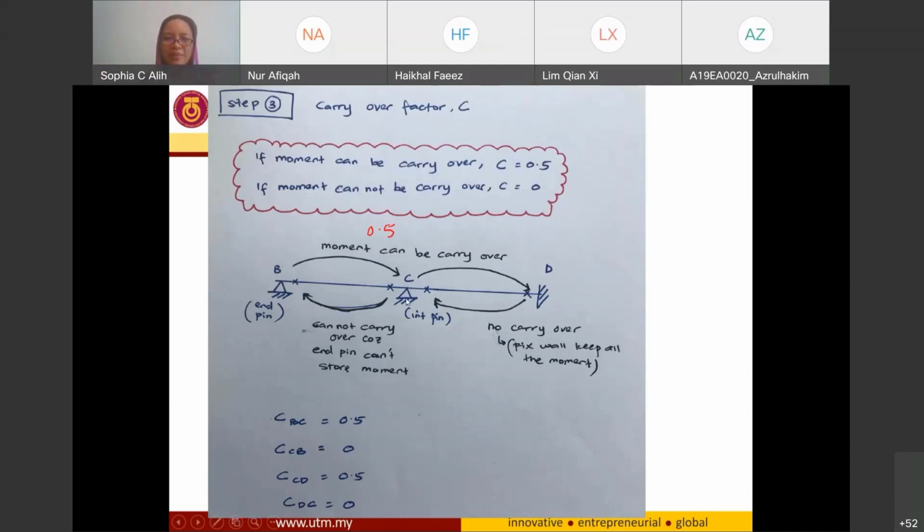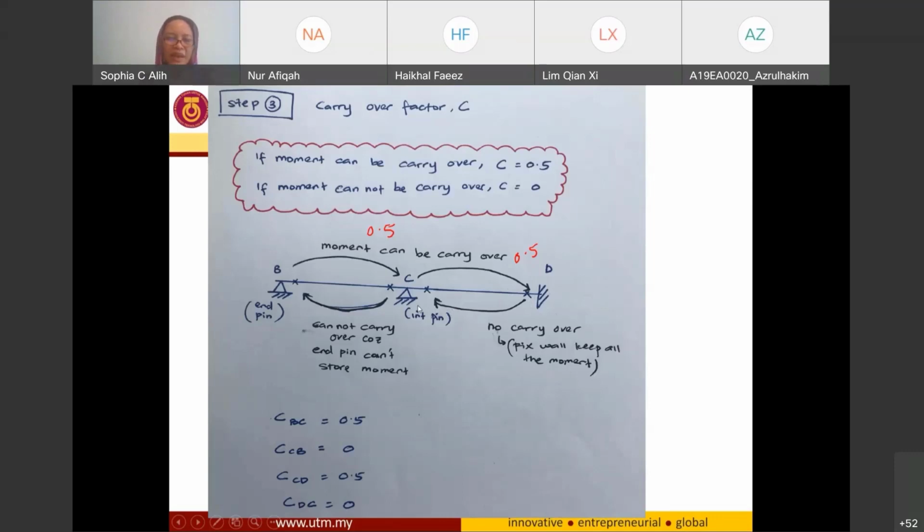From support C, the intermediate pin, to the fixed end, the moment can be carried over because the fixed end can store the moment. So when the moment can be carried over to the other support, it is 0.5. Okay. How about from the fixed end to the intermediate pin?